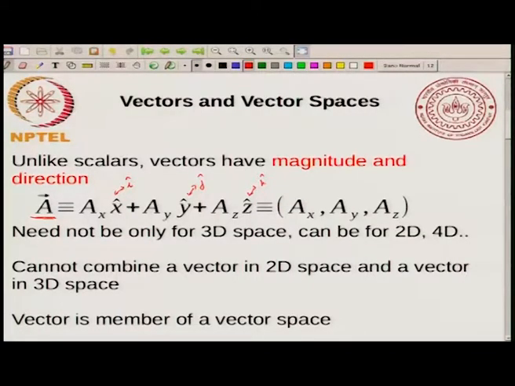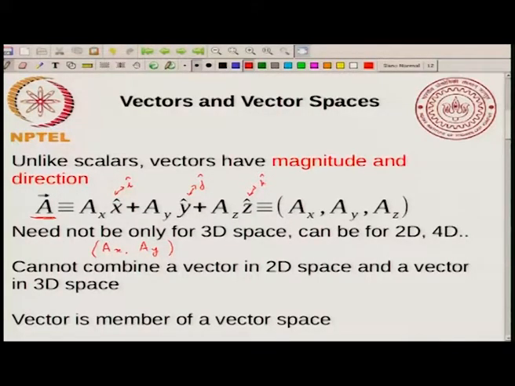This is an example of a vector in a 3-dimensional space, but actually you can also have a vector in a 2-dimensional space. For example, suppose I just had Ax, Ay, this is a vector in a 2-dimensional space. You could have a vector in a 4-dimensional space, x, y, z, w, and there is nothing that stops you from defining vectors in 4, 5, 6, any dimensions.